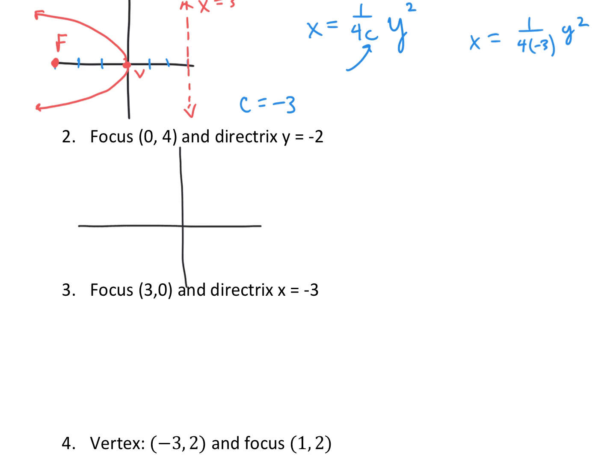All right, so the focus is at (0, 4), so that's 0 for the x, 4 for the y. There's our focus. The directrix, y equals -2, is going to be a horizontal line crossing through the y-axis at -2.